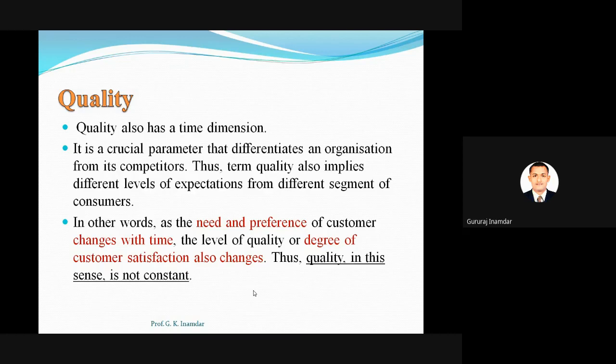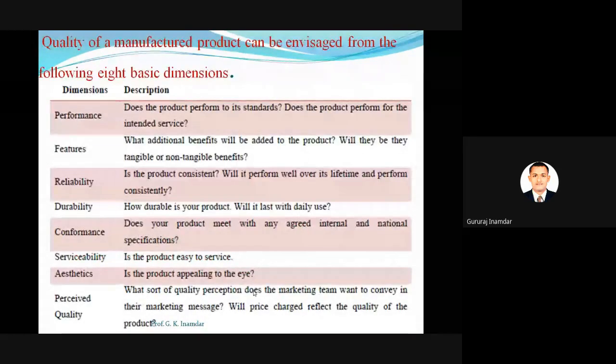Okay, according to the customer need, every time the quality may change. Is it right? So those factors also we have to see. Now quality of manufactured product can be envisaged from the following 8 dimensions. So these 8 factors also we have to consider to give better quality. Some dimensions and whatever the description, we will see one by one.